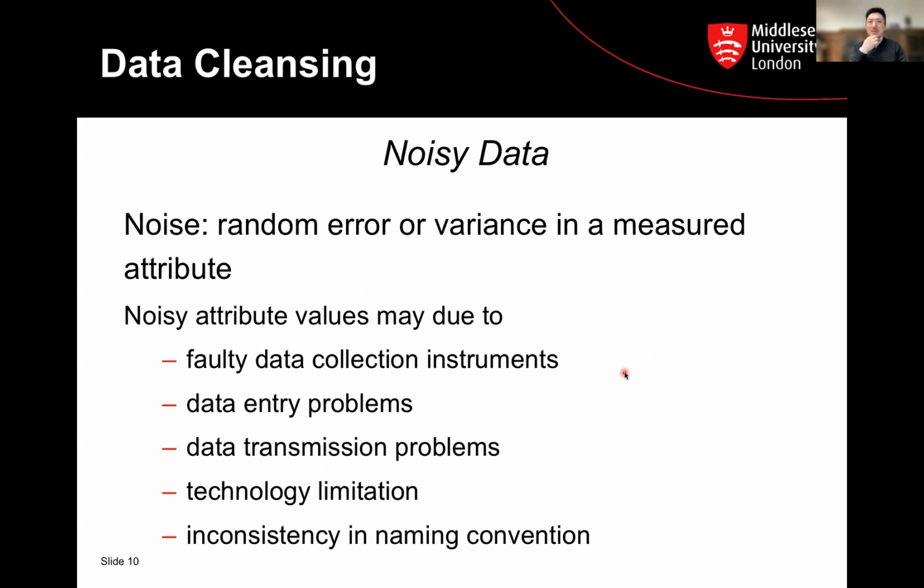Okay, and so this is the missing or the empty values. And next one is noisy data. This could be just random errors. The machine you use to measure the thing just somehow stopped working. It's not very reliable. And sometimes it's the variance in the measured attributes.